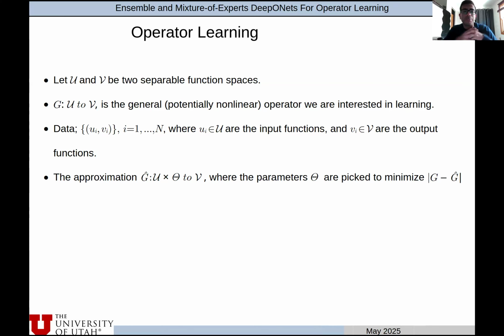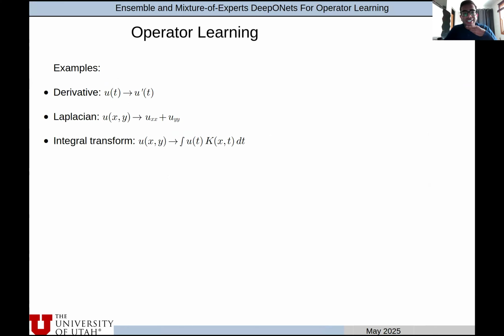Given two separable function spaces, U and V, and many different functions from those spaces as the data set that one is given, the approximation G hat, parameterized by some trainable or fixed parameters theta, becomes the operator map that we try to learn. And the way we try to learn it is by minimizing some sort of error between the approximation and the true operator map.